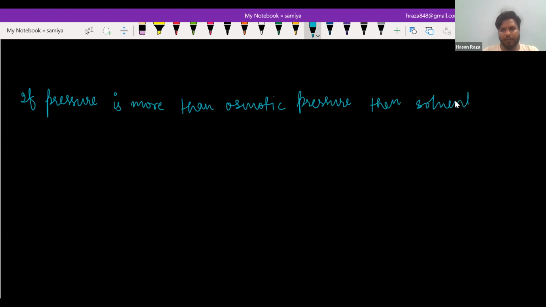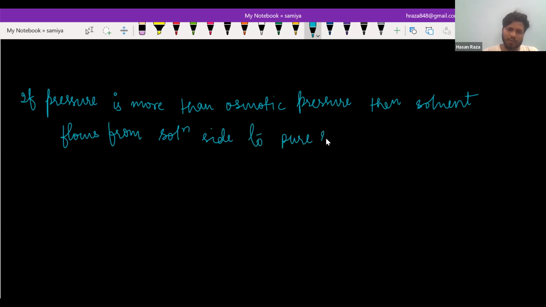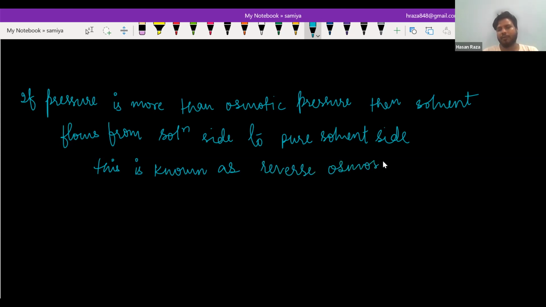solvent flows from solution side to pure solvent side, and this is known as reverse osmosis. So this is the definition for reverse osmosis.